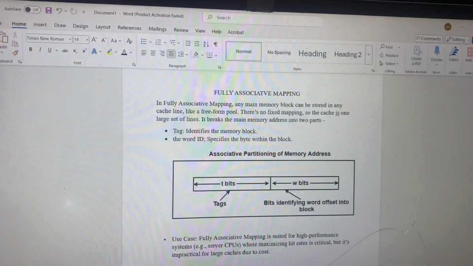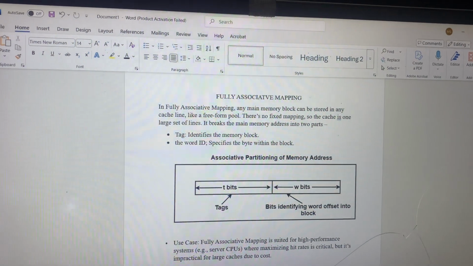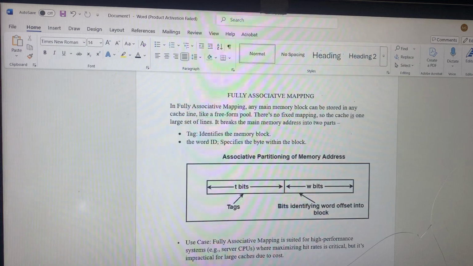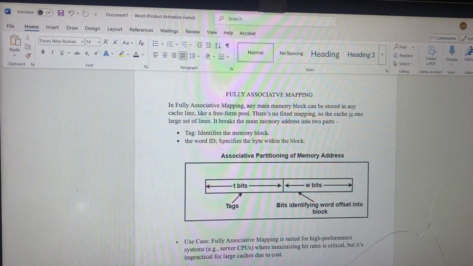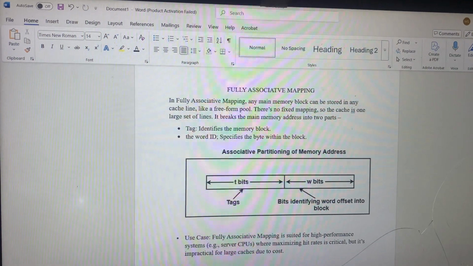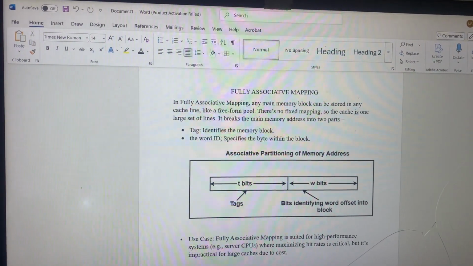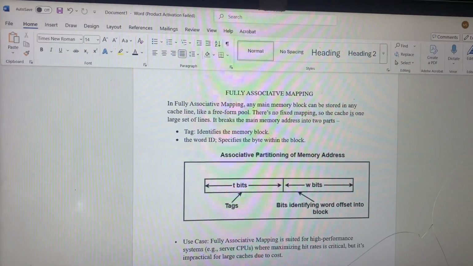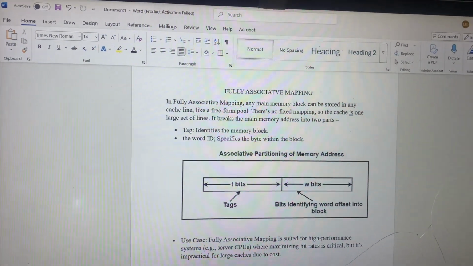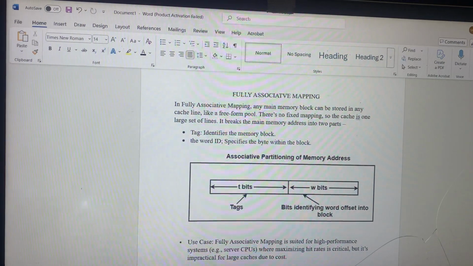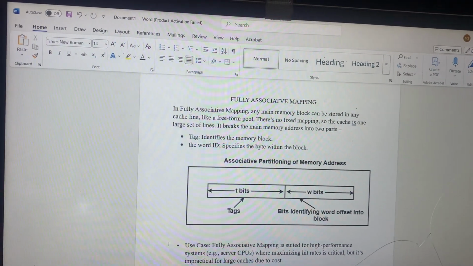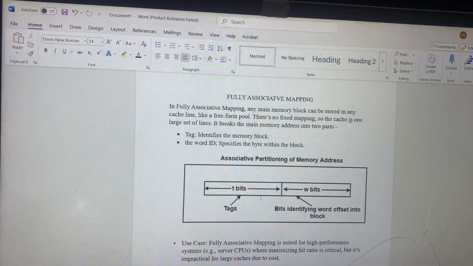Next, we'll look at associative mapping, another memory technique. In fully associative mapping, any main memory block can be stored in any cache line, like a free-form pool. There is no fixed mapping, so the cache is one large set of lines. It breaks the main memory address into two parts: the tag that identifies the block, and the word ID that specifies the byte within the block.